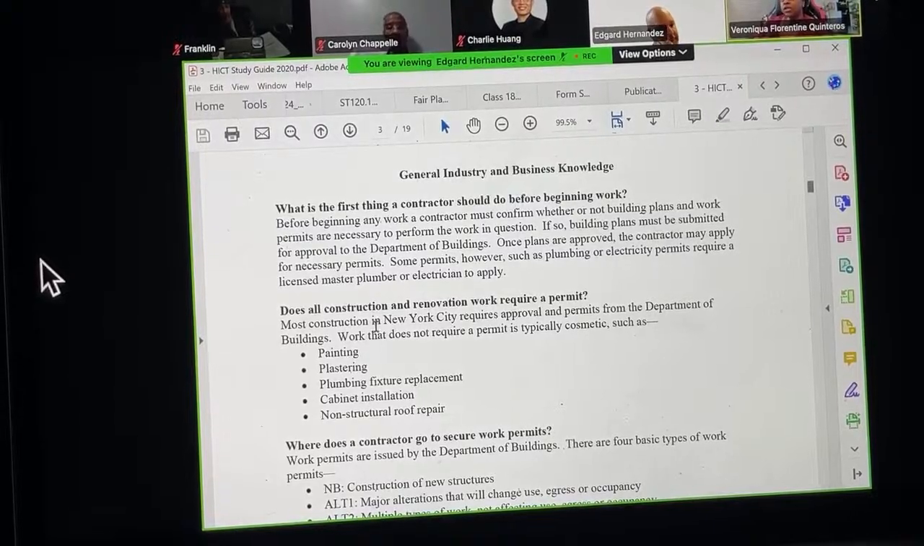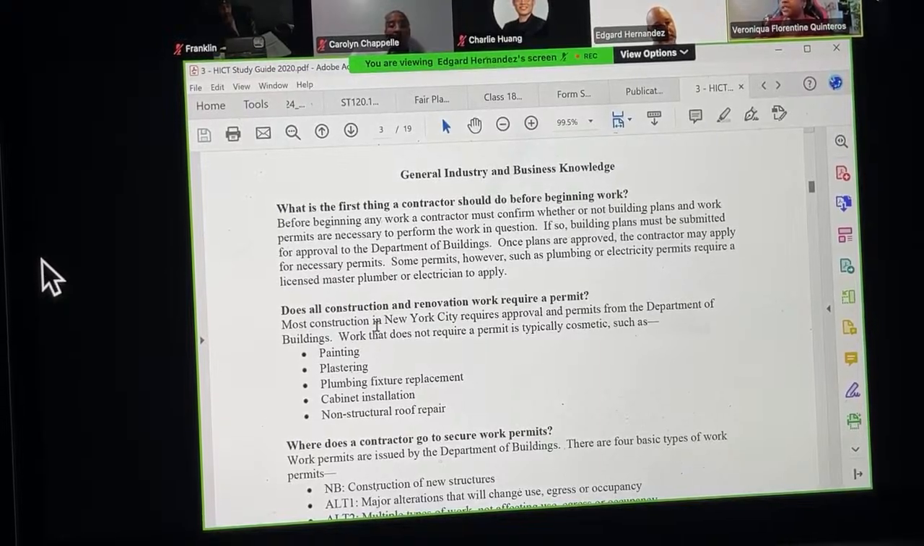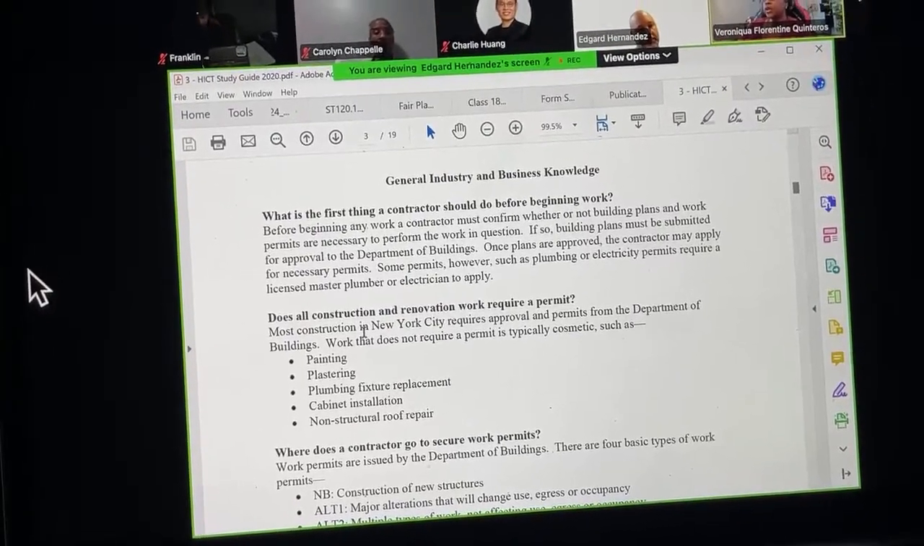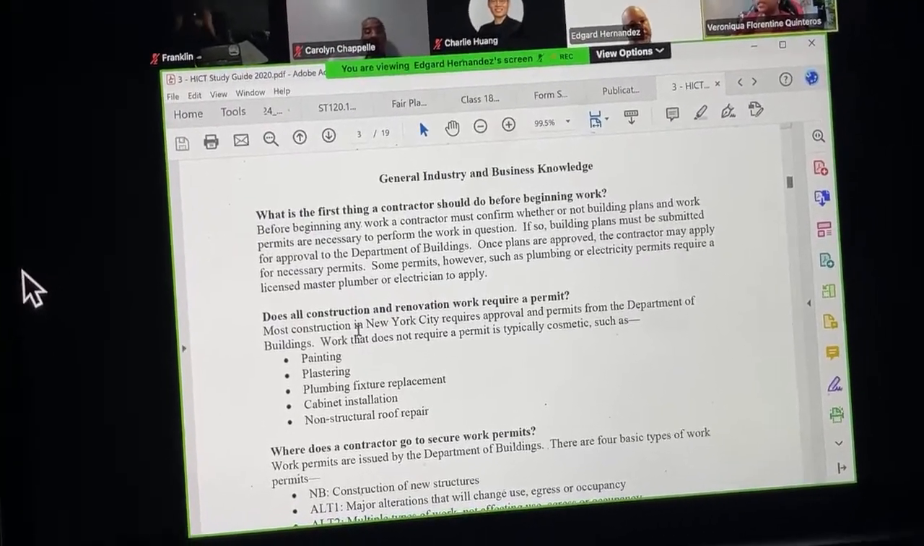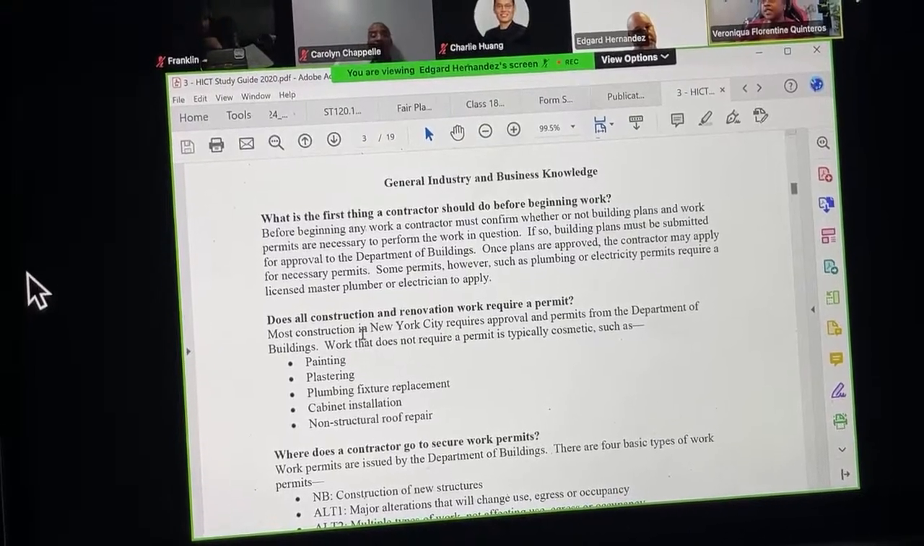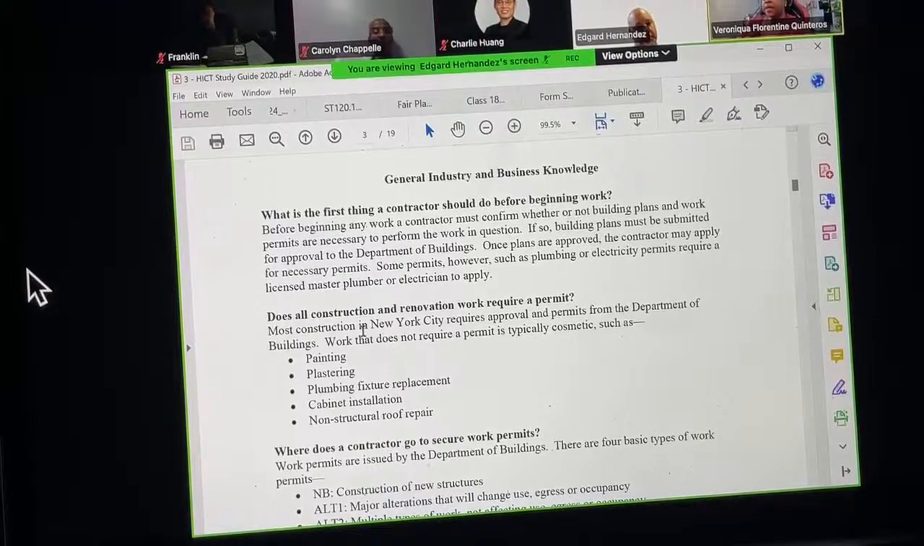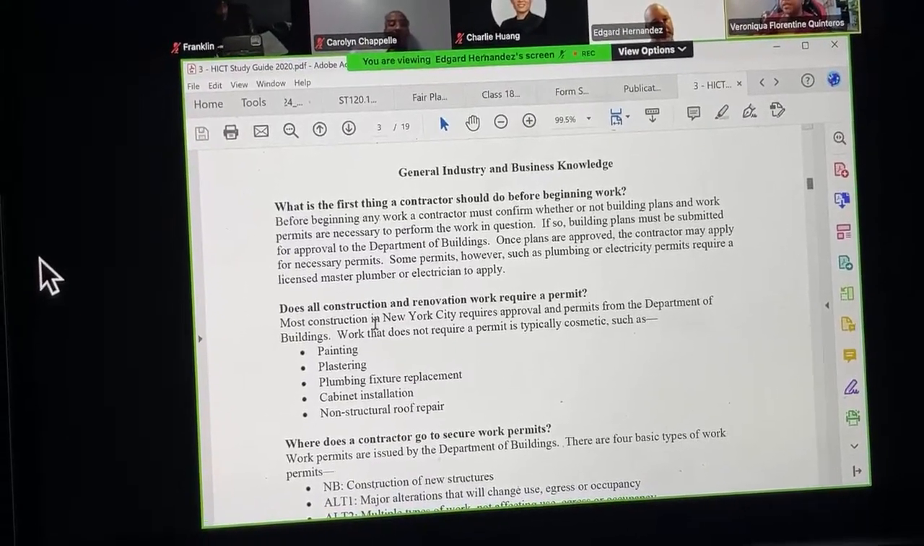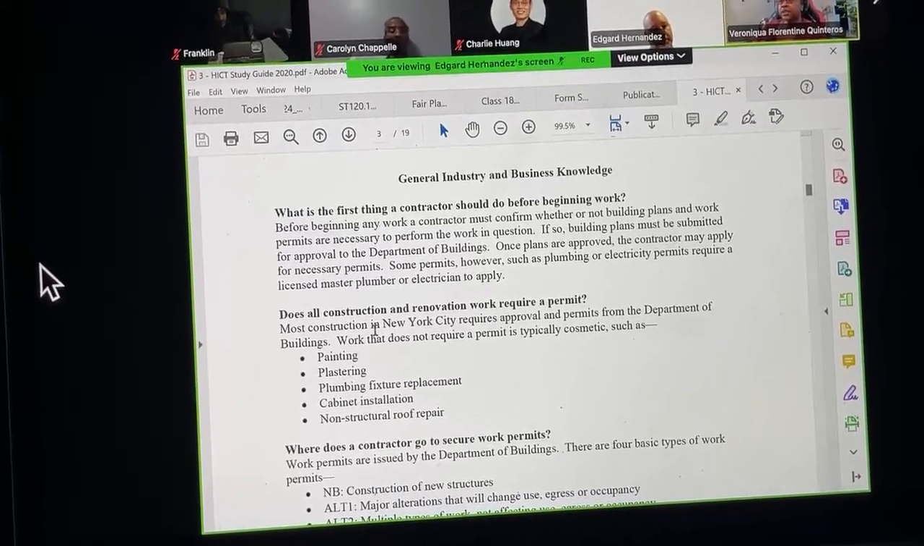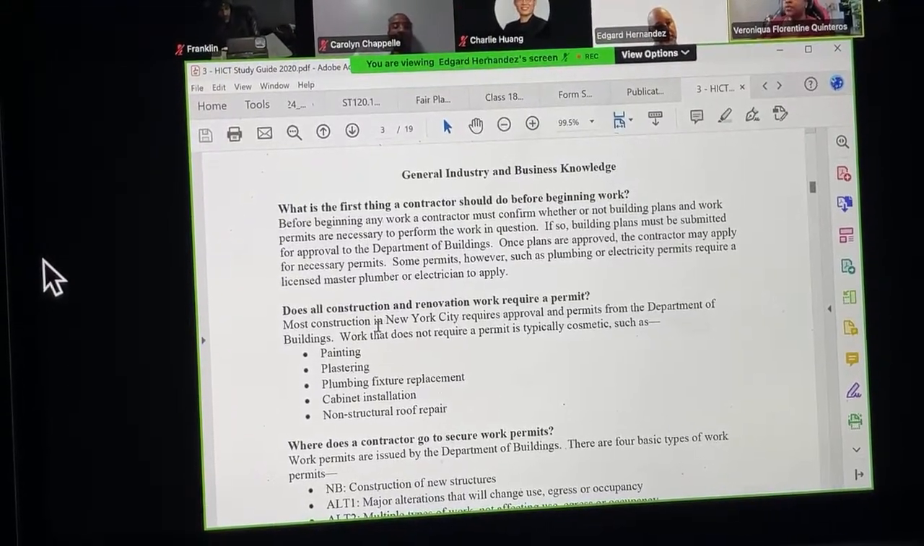Does all construction and renovation work require a permit? Most construction in New York City requires approval and permits from the Department of Buildings. Work that does not require a permit is typically cosmetic, such as painting, plastering, plumbing fixture replacement, cabinet installation, non-structural roof repair.